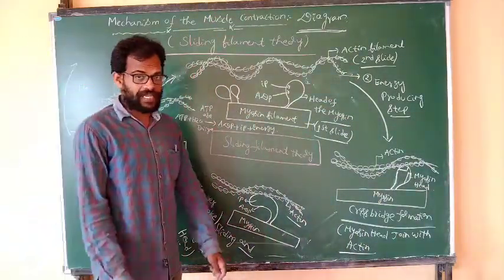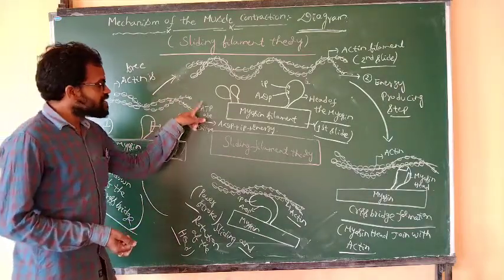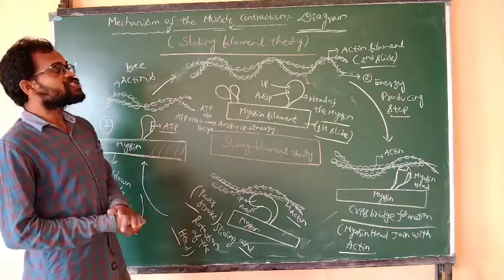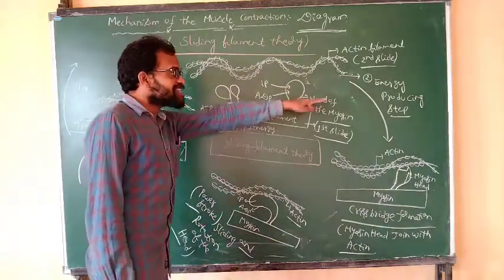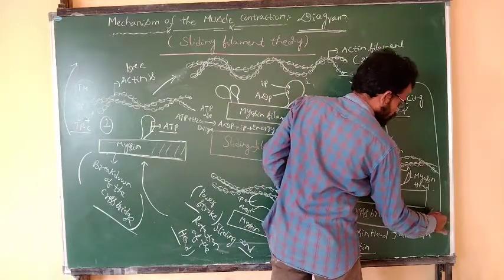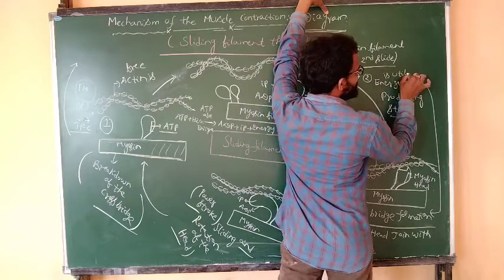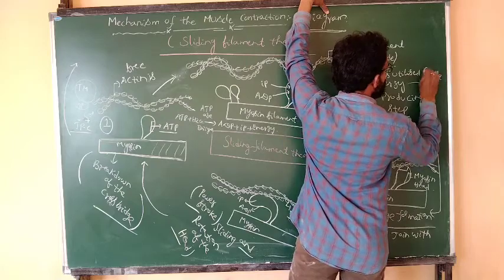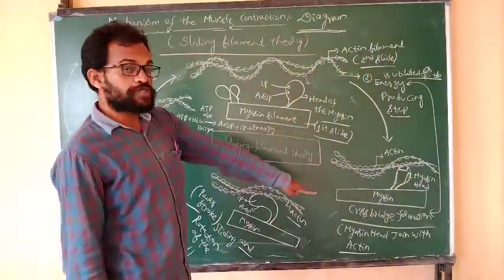Whenever they receive signals, the ATP goes through the hydrolysis process. This ATPase enzyme participates, and ATP is converted to ADP plus Pi plus energy. This energy is utilized for the cross bridge formation. This is the energy producing job. This energy is utilized for the cross bridge formation.